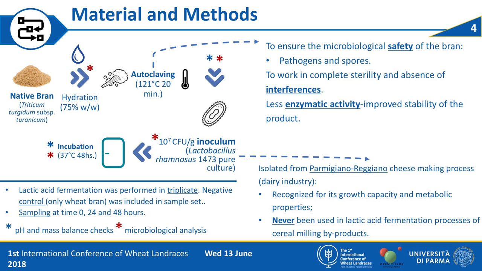And the second, why did we choose Lactobacillus rhamnosus, this specific strain? Well, mainly for two reasons, because it has recognized properties of growth and metabolic actions, and of course it has never been used in lactic acid fermentation processes of cereal milling byproducts. In fact, it was isolated from Parmigiano Reggiano cheese-making product, and as you can imagine, we are pretty expert in Parma about cheese production and cheese consumption also.